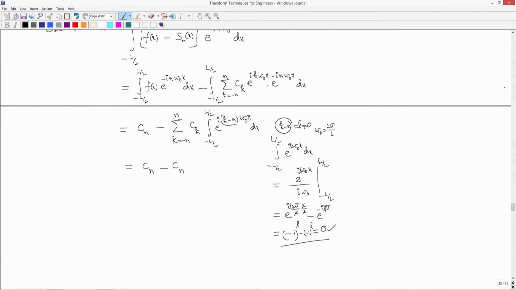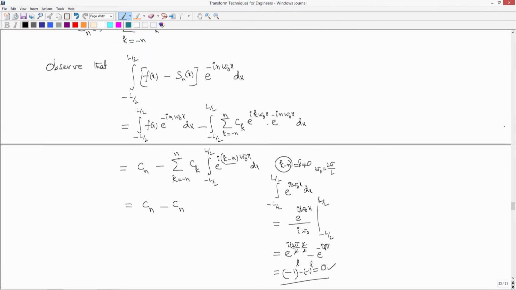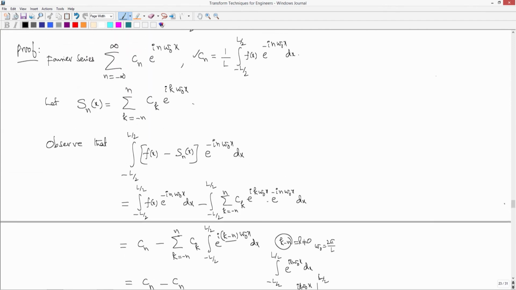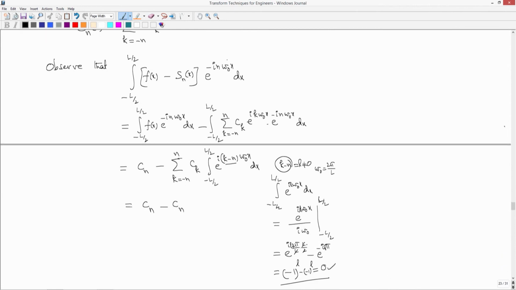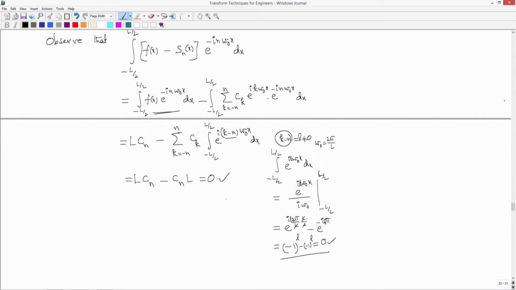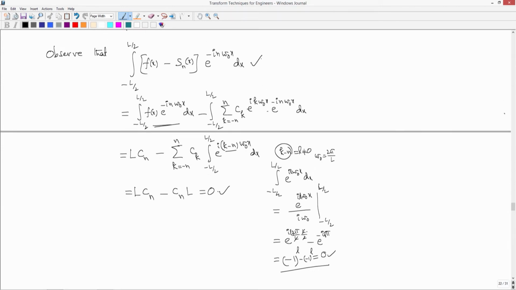So, you have L by 2 minus minus L by 2, that is going to be L, of course. So, this is not exactly C n, it is L into C n. By definition, this is the Fourier coefficient, L into C n, and 1 by L of this is C n. So, you have L into C n, and here C k, when k equals n, it contributes the integral from minus L by 2 to L by 2 of 1 dx, that is L. So, finally, it is 0. Okay. So, we observe that f x minus S n multiplied with e power minus I n omega naught x, that quantity is 0.